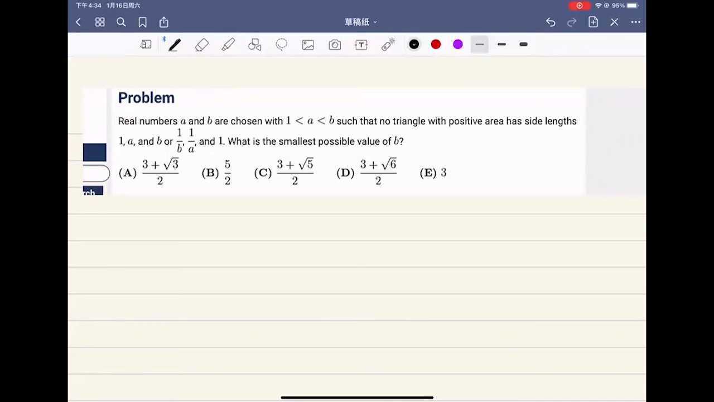Does anybody have some idea? As long as you get the idea, you don't need to do the calculations because you are on the right direction. Do you guys know what it means that there is no triangle with a positive area? What kind of triangle has no positive area?